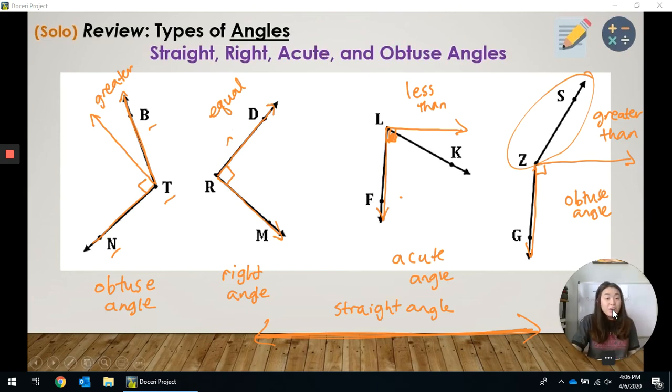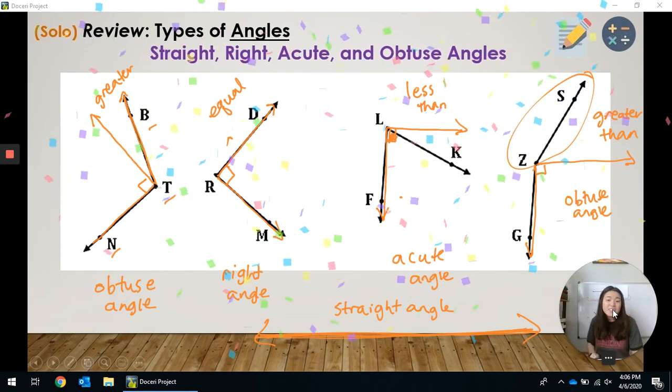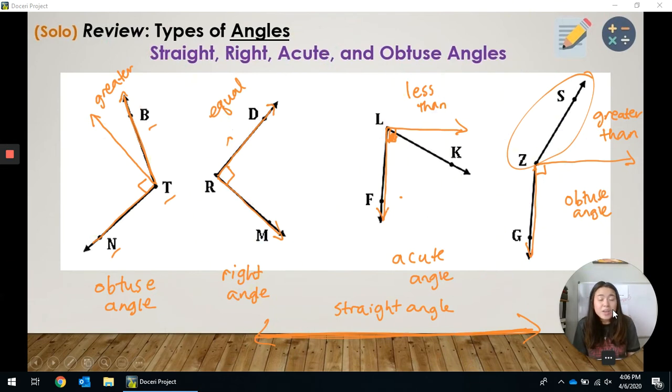Okay. If you got it right, or if you got at least 2 of them, I'm super proud of you. Here it is, your celebration confetti. And if you didn't get it right, definitely go back and check and see why. Okay?